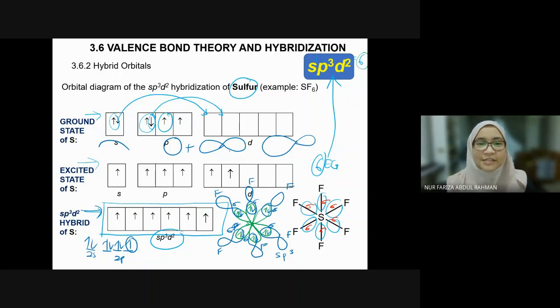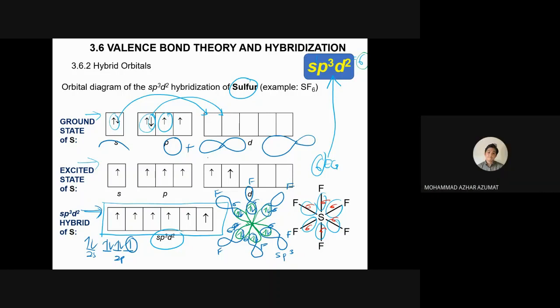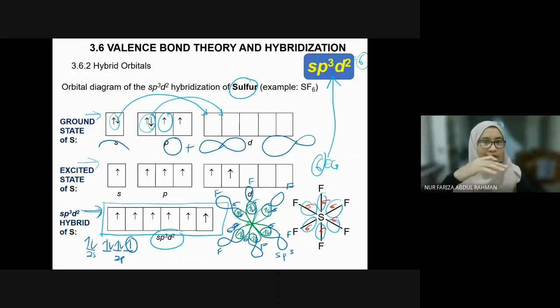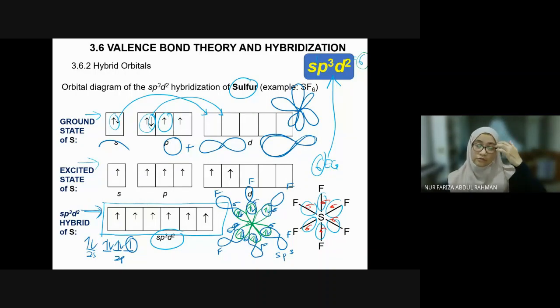Lepas tu imagine ini satu probability. Okay, dia ada P. Banyak P lagi kan dekat situ kan. Ada banyak P lagi kat situ, and then they overlap. Bila dia ada banyak yang begini rupanya, they overlap with one another, so dia akan jadi loops. Terus dia combine jadi 6. Okay, alright. Faham, madam.